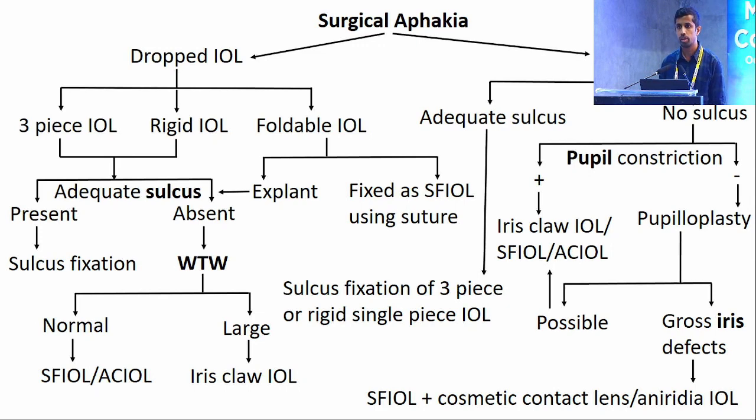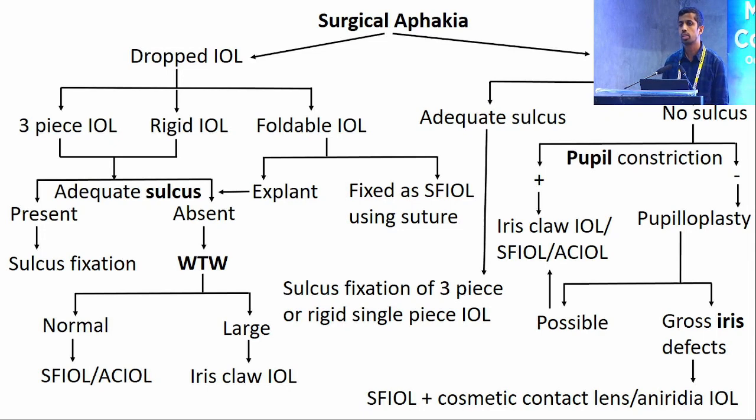If we don't have adequate sulcus, based on the white to white, if the white to white is of normal diameter, then we can either go for an SFIOL or an AC IOL. If the white to white is very large, or if it is small, we can go for an iris claw IOL. If we have a foldable IOL drop, we can explant it, and then based on the sulcus support go for sulcus fixation, an SFIOL or an iris claw IOL. Some surgeons have also designed SFIOL techniques for foldable IOL where they fix it using sutures.